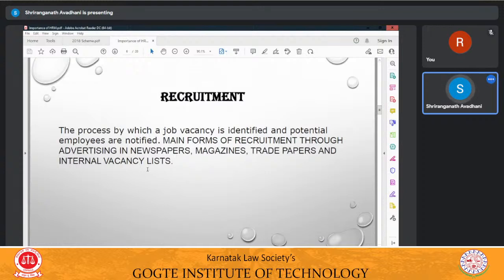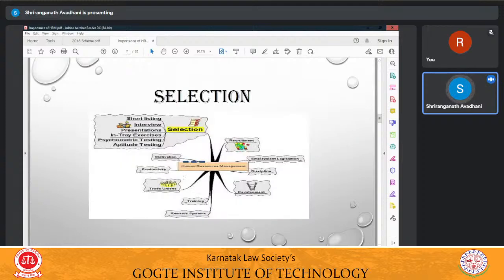Recruitment is not the appointment or something like that. It is a process. The main forms of recruitment are advertising in newspapers, magazines, trade papers, and internal vacancy lists. They go through all this process, identify where the people are available, give advertisements, and get the students to apply to their industry.